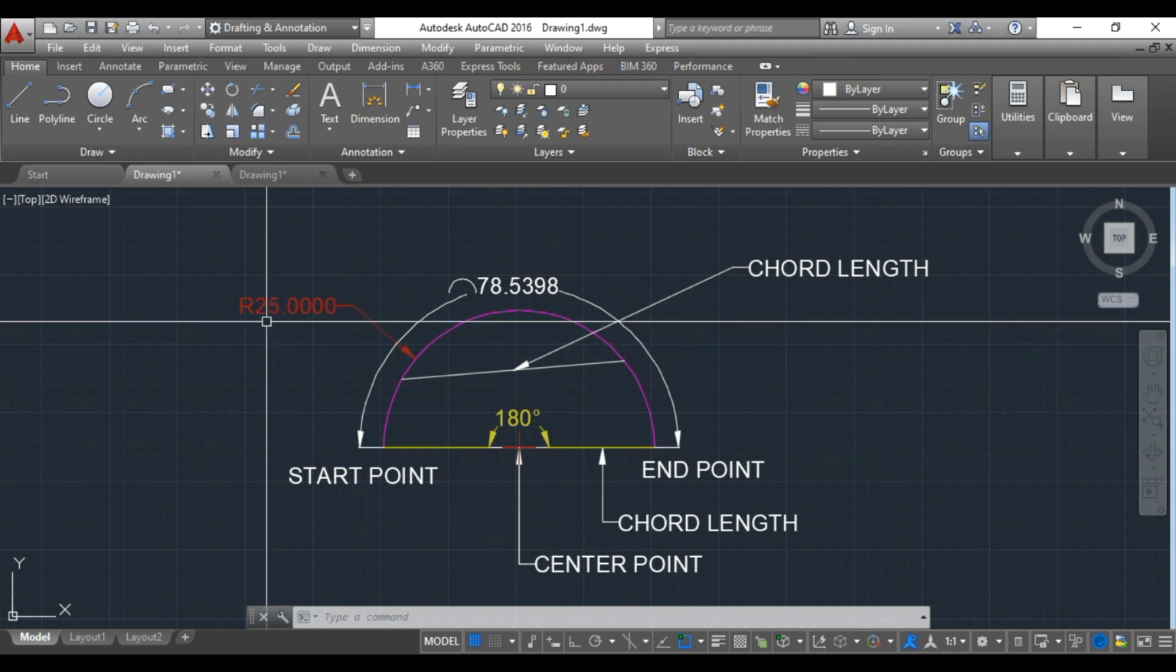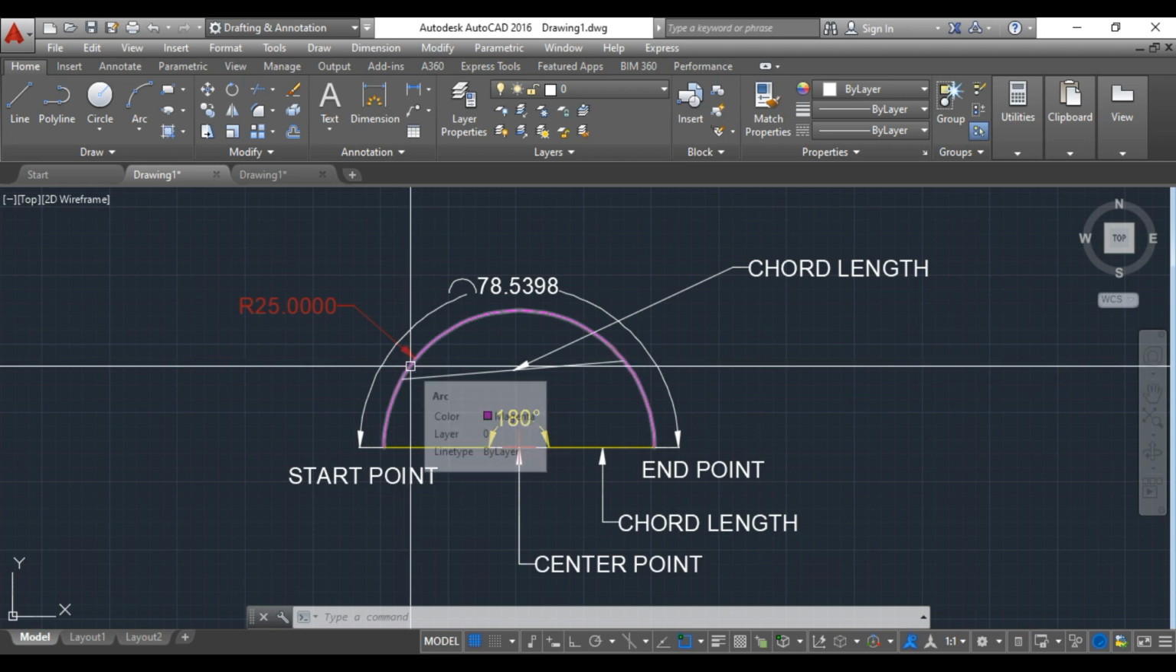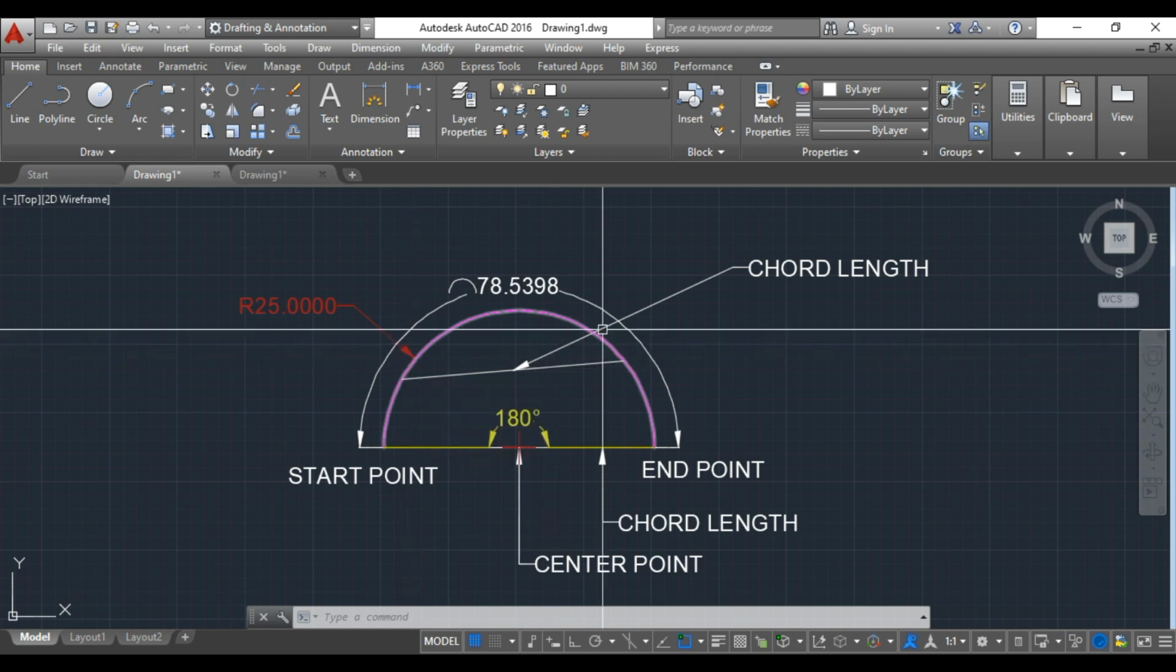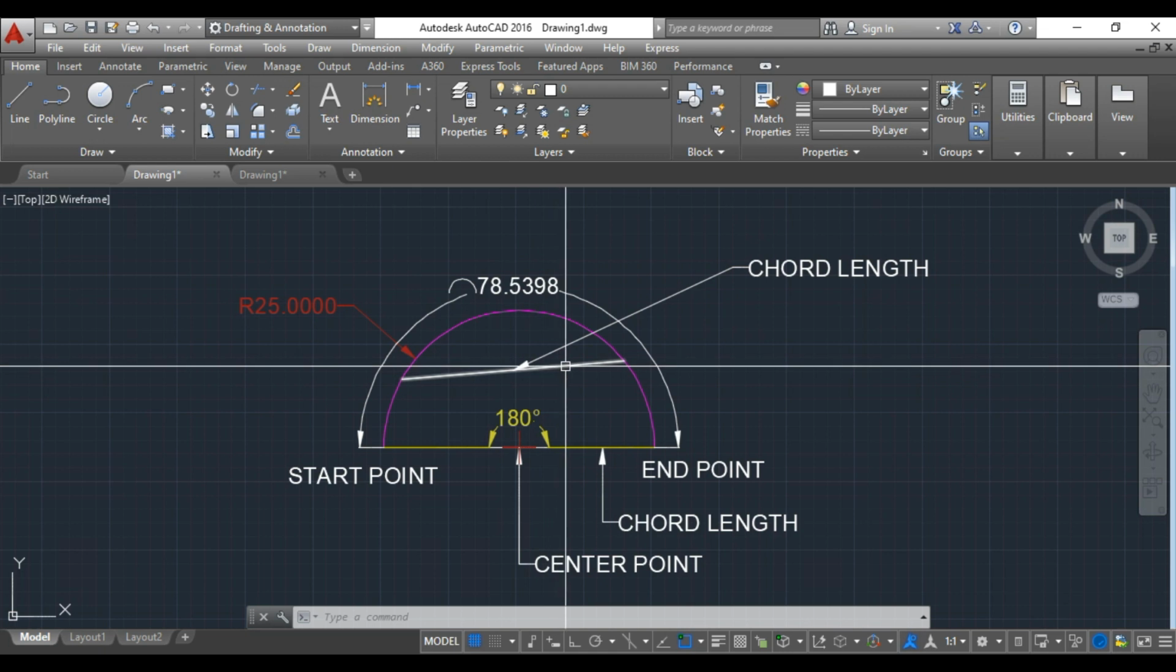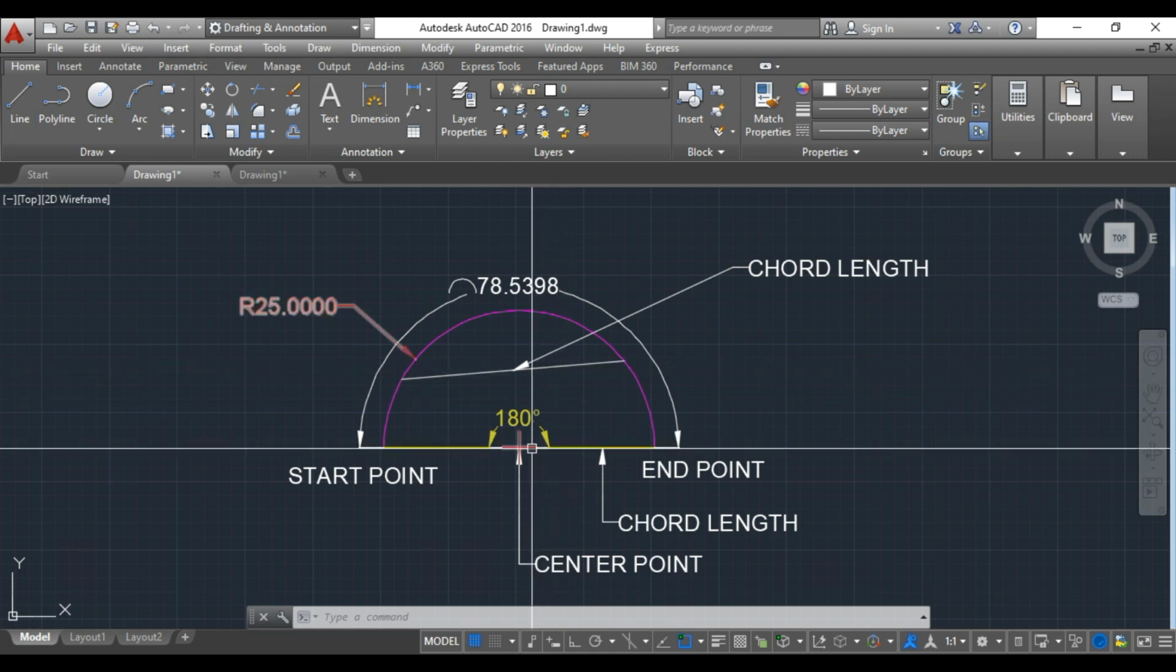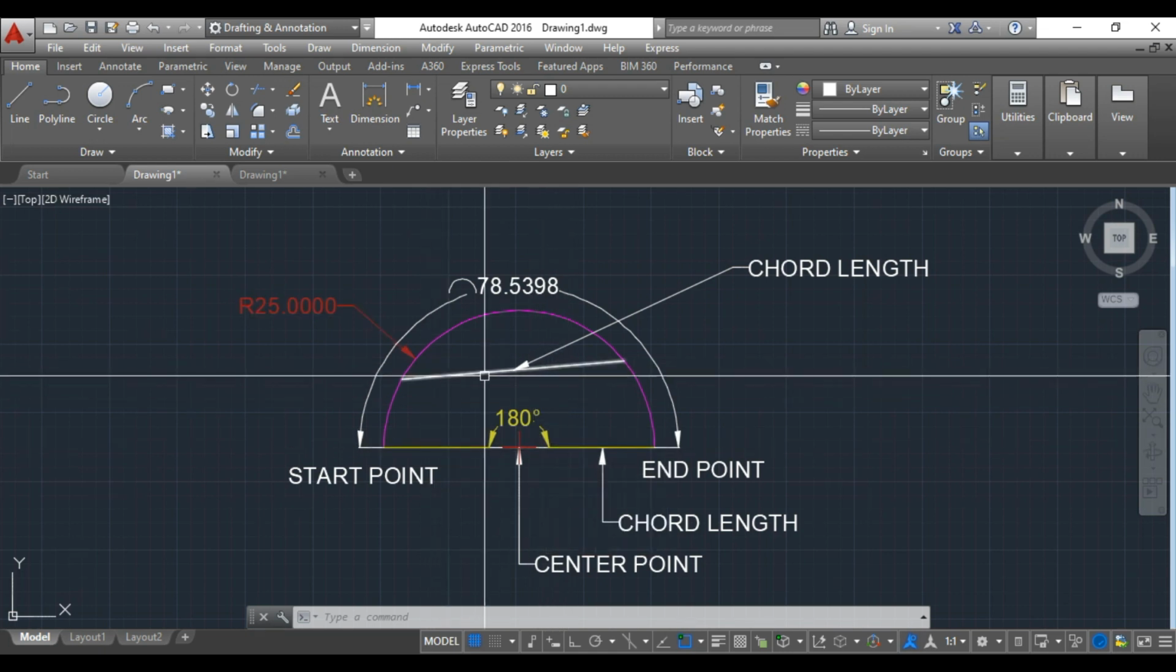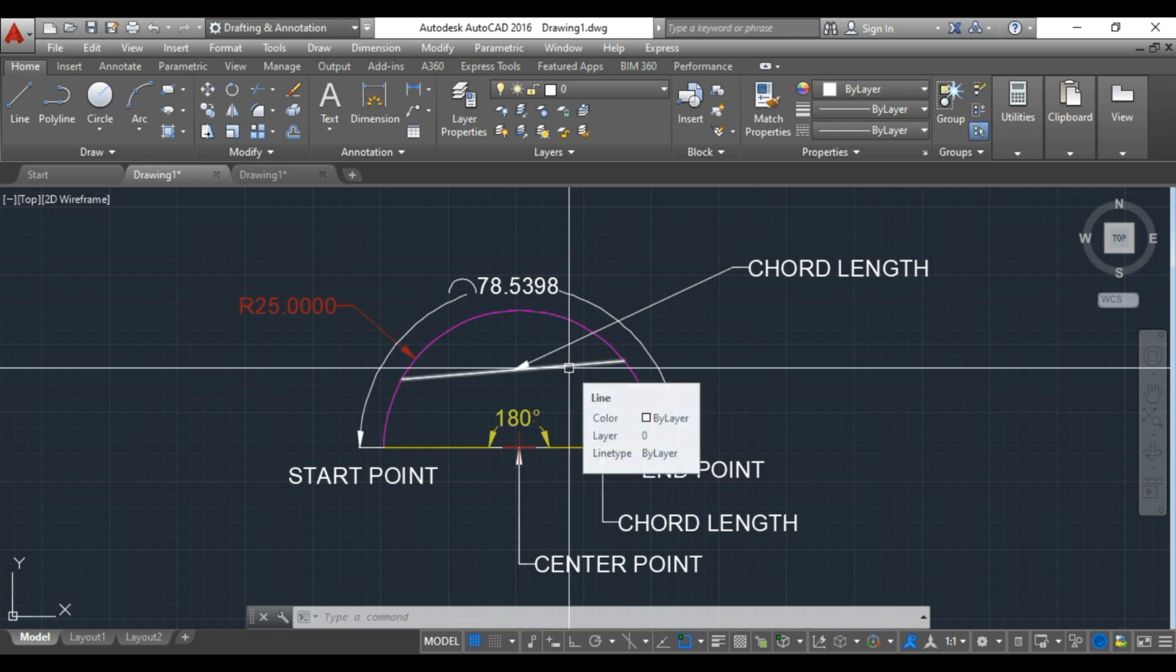I have also shown the radius of 25 units for this arc, and one more chord length, because it is not clearly visible. For that reason I have shown one more chord length over here.